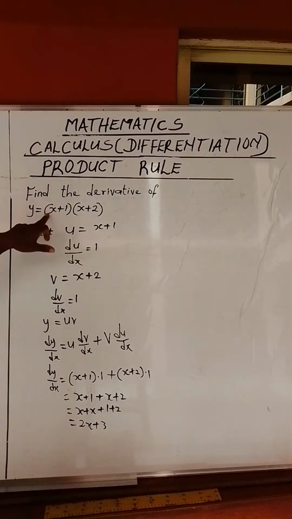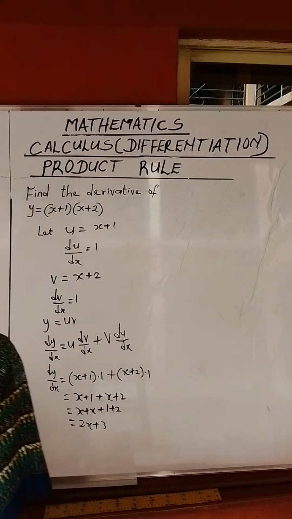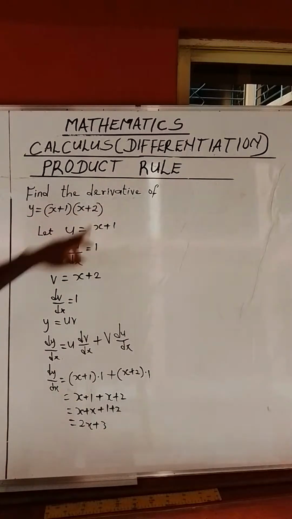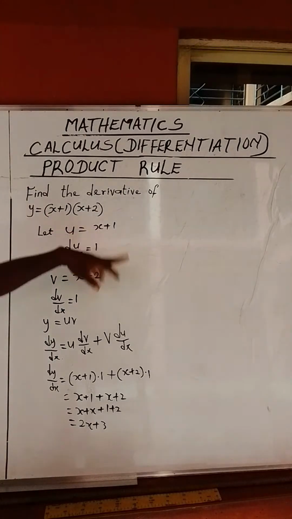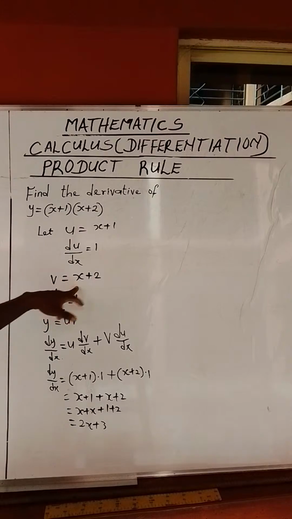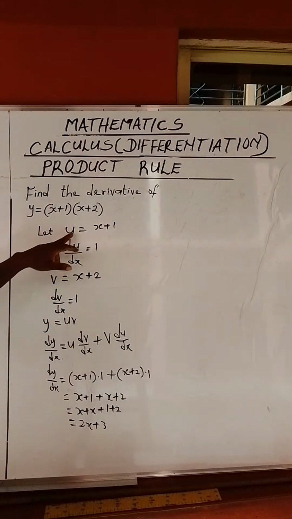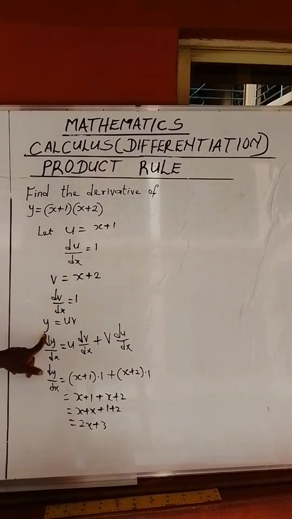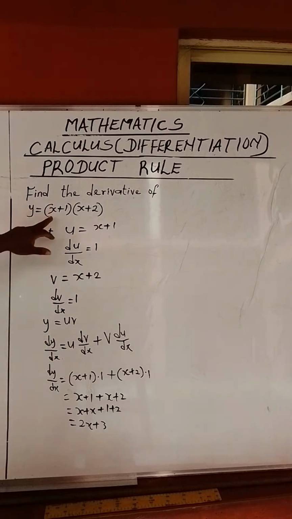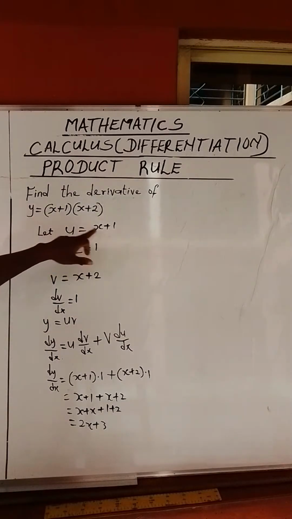So here u becomes x plus 1, and v is x plus 2. Please tell them to stop making noise. They are disturbing us. Okay, so u is x plus 1 and v is x plus 2. What we are simply going to do is have y equals uv, where u is x plus 1 and v is x plus 2. So let u equals x plus 1.